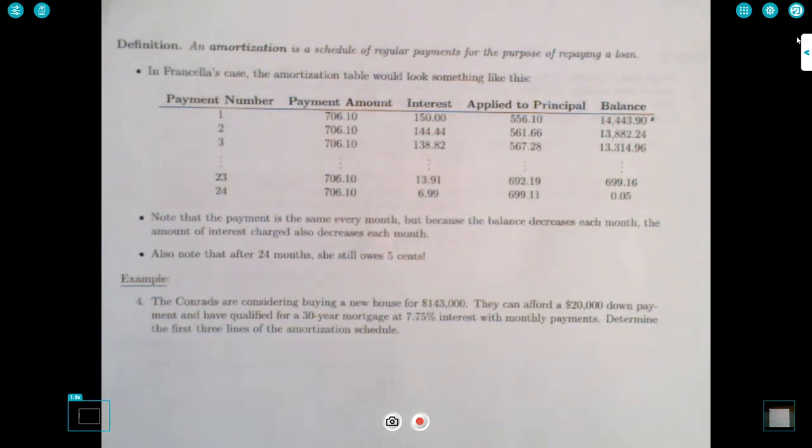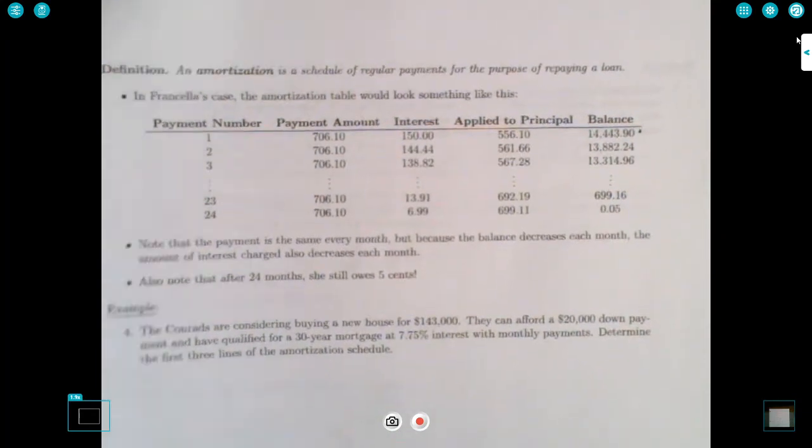What else did I want to say about that? I think that's all I have to say about that. I'm going to give you an example, though, of how you can put this table together.